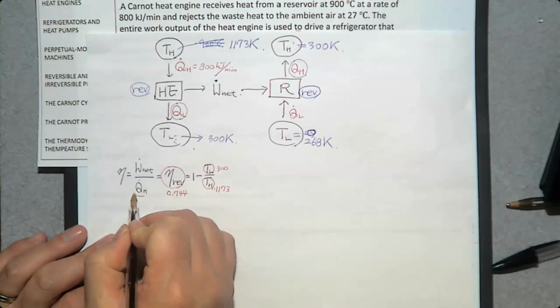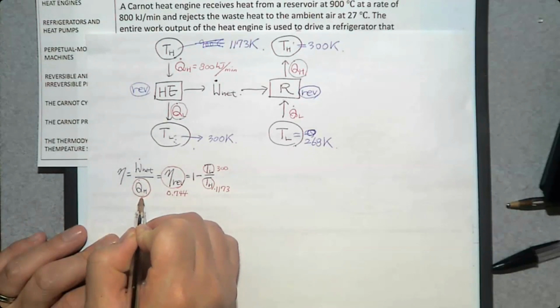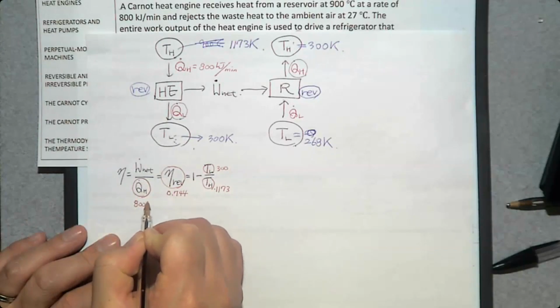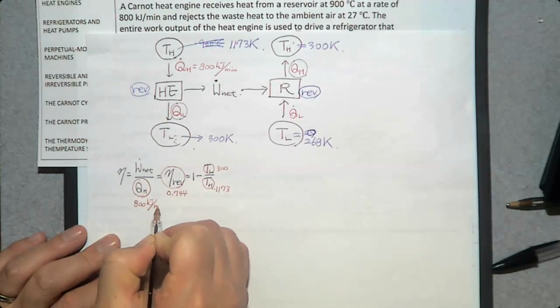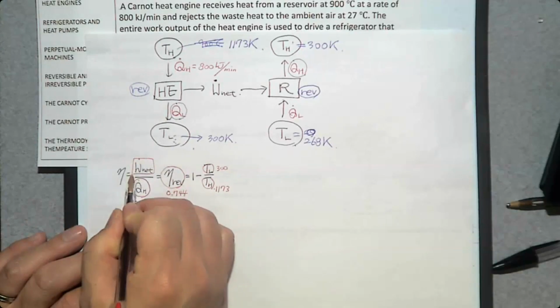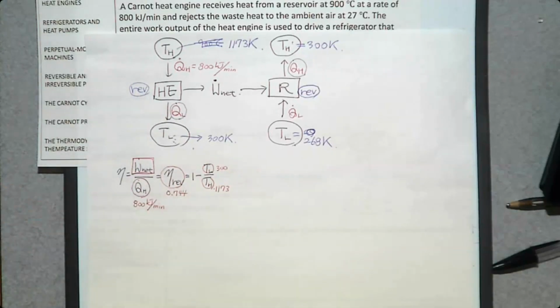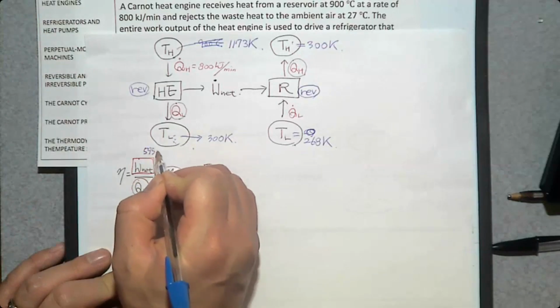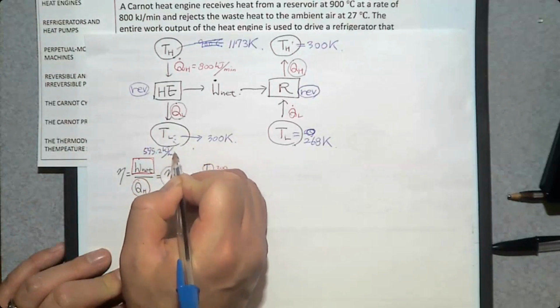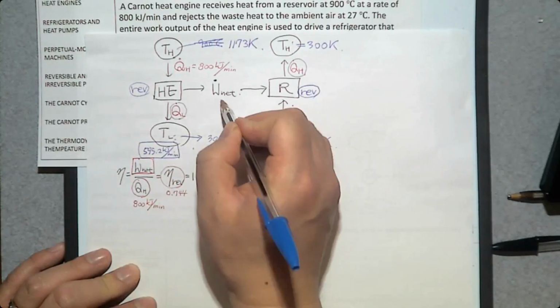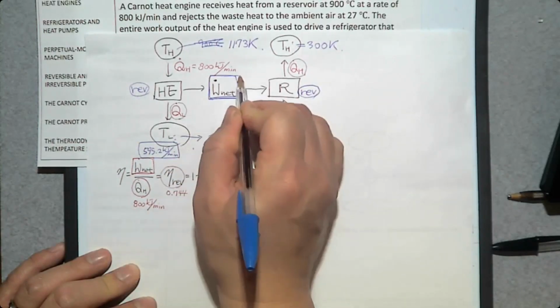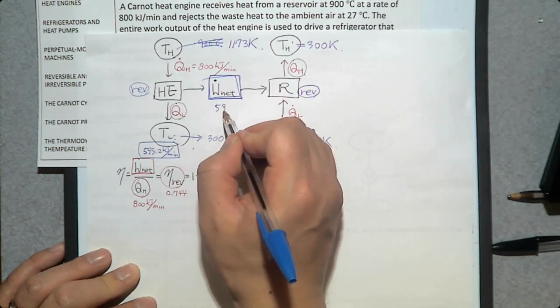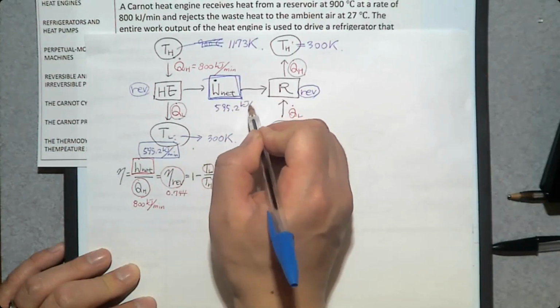What is the heat transfer rate from the high temperature thermal energy reservoir? 800 kilojoule per minute. So can you determine the net power that we develop? Yes, we can. That is 595.2 kilojoule per minute. So that is the power output, 595.2 kilojoule per minute.